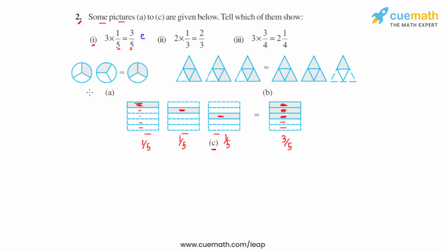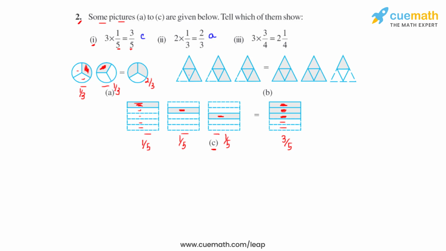So if we carefully observe option A, we have 2 circles. Each circle has 3 parts, of which only one part is shaded. That means each circle represents 1/3. So if we put them together, we get 2 parts being shaded out of the 3 parts. So this is 2/3. So the answer for the second bit is option A.